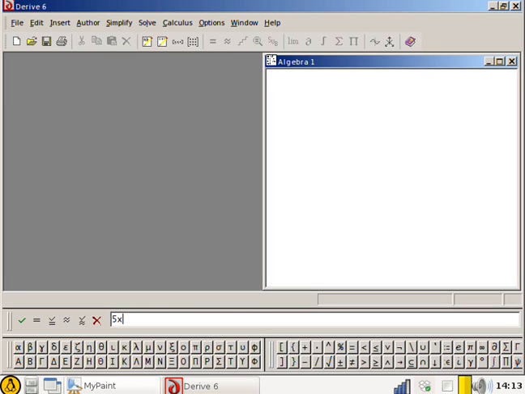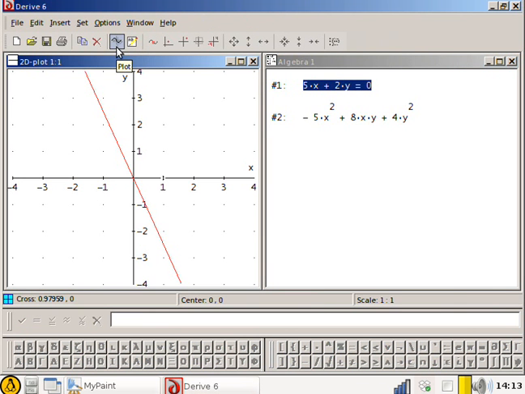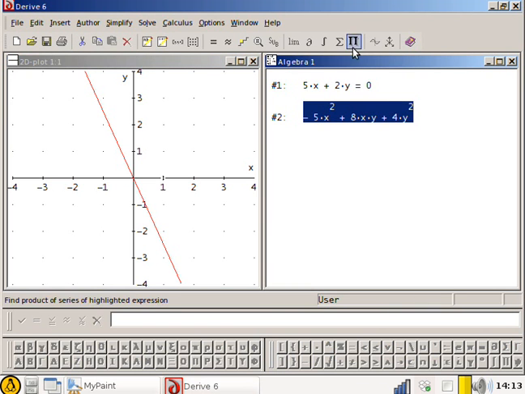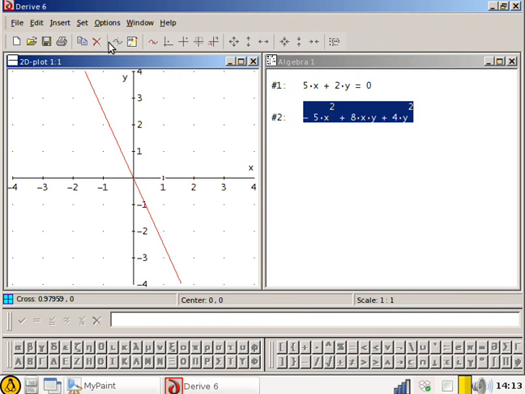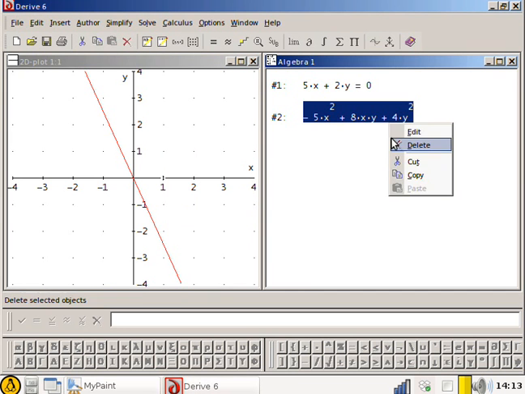Okay, so 5x plus 2y equals 0, and then minus 5x squared plus 8xy plus 4y squared equals 0. So the first one, I'll graph it there. It's a straight line. Second one, you haven't seen this graph yet. Don't worry too much about it, but it might look a bit strange.